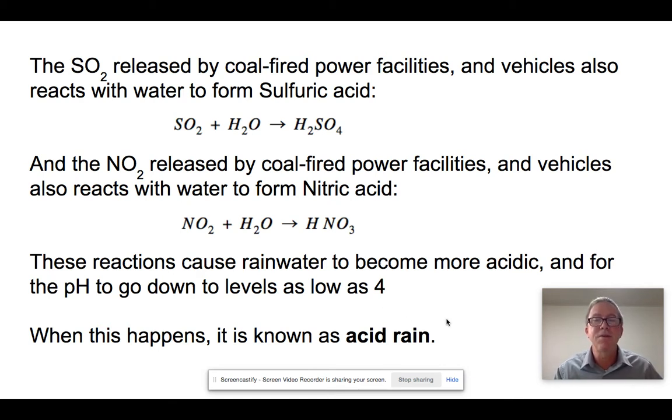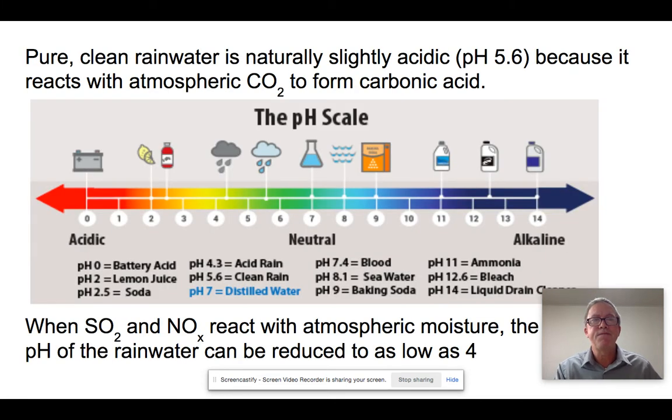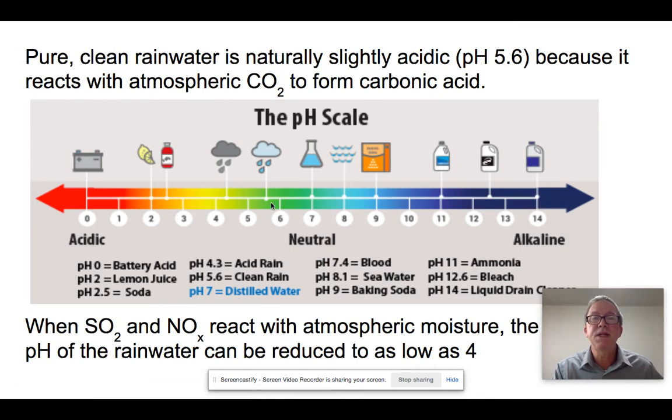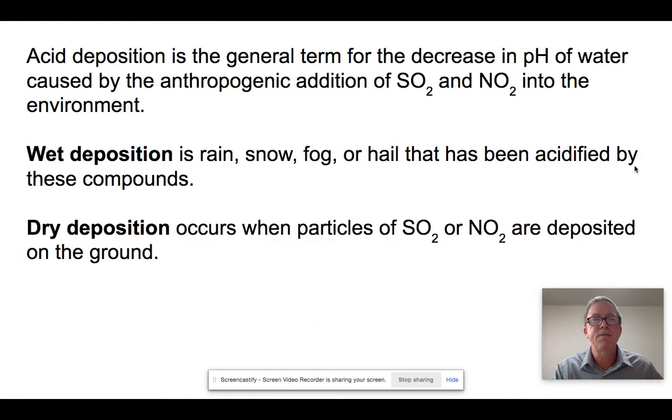Now, technically, a better term is acid deposition because it doesn't have to be rain. It could be snow. It could be other things. Now, we'll get to that in a second. So pure, clean rainwater is going to have a pH of about 5.6 because of the carbonic acid from CO2. But when I put sulfur dioxide and nitrogen dioxide into the atmosphere, it reacts with the rainwater, and the pH goes from being here to getting down around here. And that, it turns out, has a big effect on the environment and on other aspects of human culture.